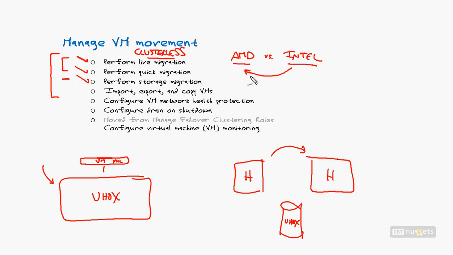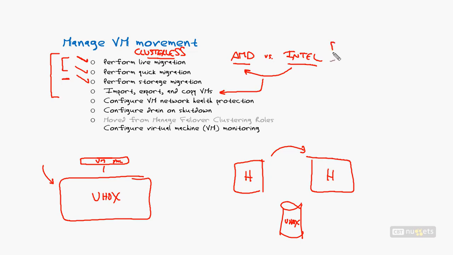In order to be able to move a machine from one type of processor to the other, the only way you can really accomplish that is by doing a powered off migration or an import export copy. So plan on consolidating on a single processor manufacturer, because that live migration functionality is just not going to work anytime you're going from AMD to Intel. Really, common expectation for a test question here, because AMD to Intel is just not going to fly.